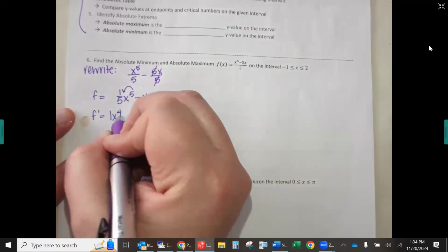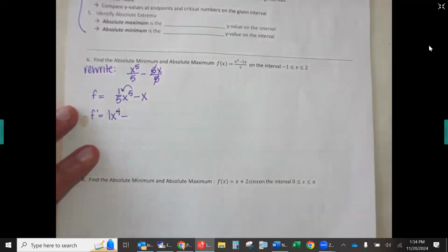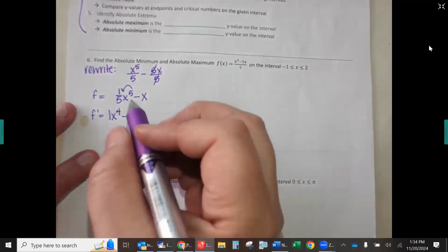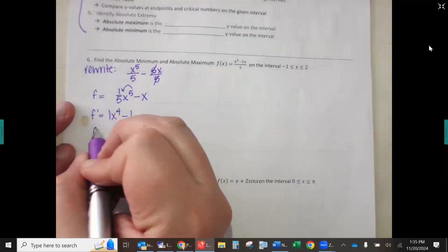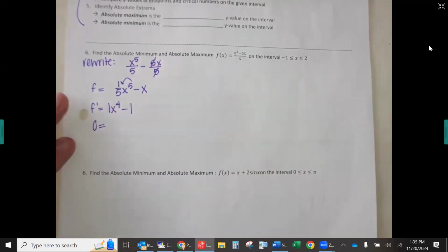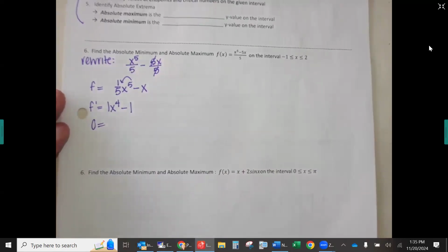x to the 4 minus x, what's the derivative of x? 1. And then I'm going to take that equation and set it equal to 0. Remember, the name of the game is factoring for this. So how can I factor x to the 4 minus 1? Good, perfect squares.